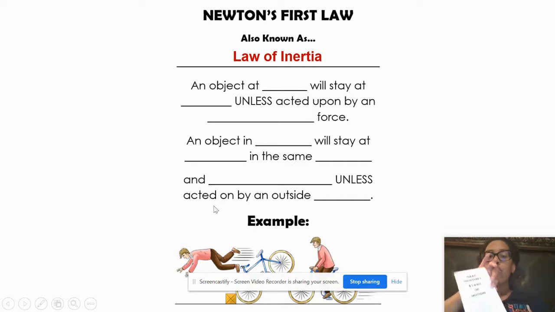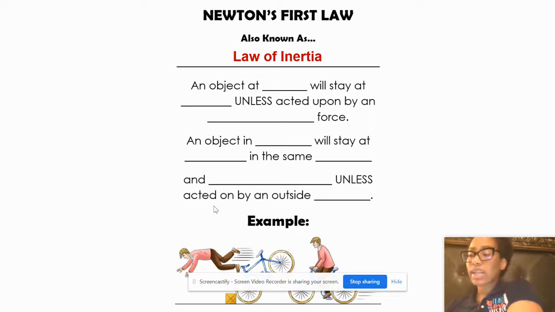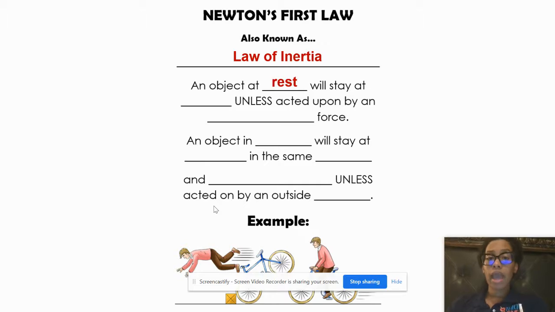All right. Newton's first law, and that is going to be our first page right here. You can see that it has the person with the bike. I'm going to write as you're writing so that I can make sure that you have enough time to get it done. So Newton's first law is also known as the law of inertia. The law of inertia just means that objects are lazy. They want to keep doing what they're doing. An object at rest will stay at rest unless acted on by an unbalanced force.